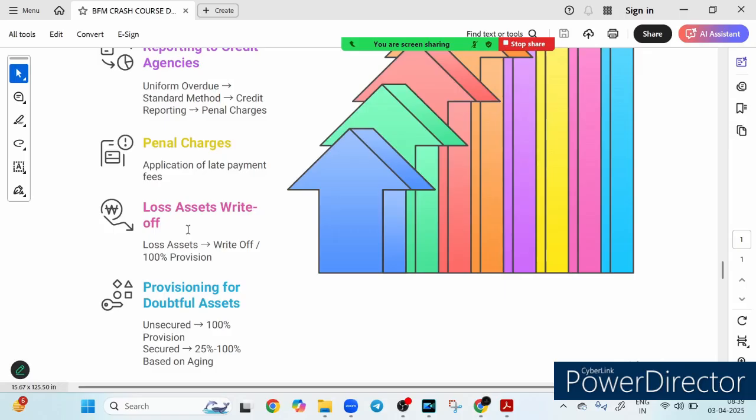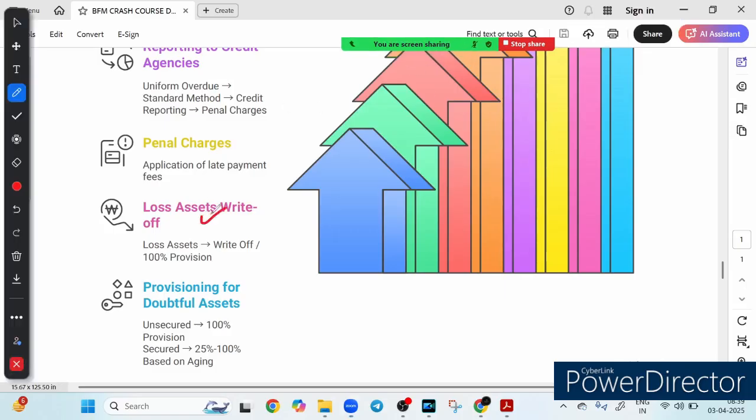Now friends, if you talk about the loss asset write-off, very very important point. Basically what it is, suppose a credit card account goes into NPA status, right?